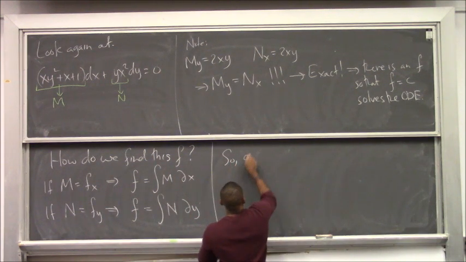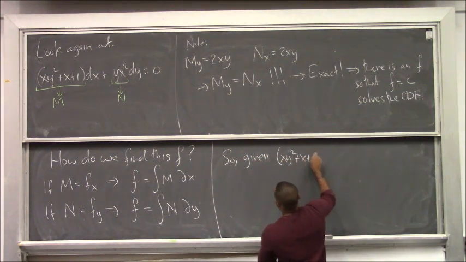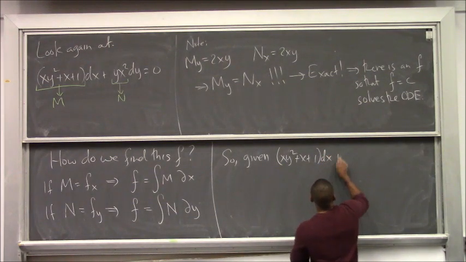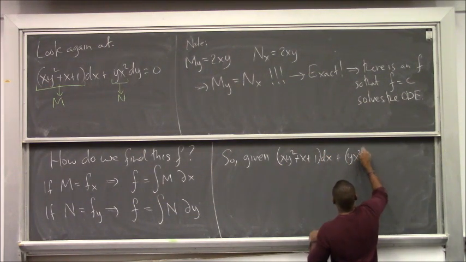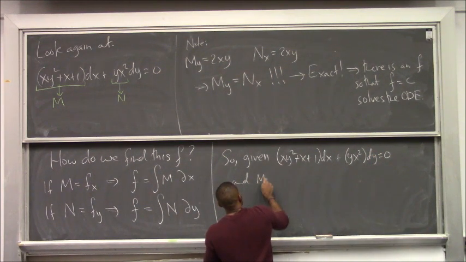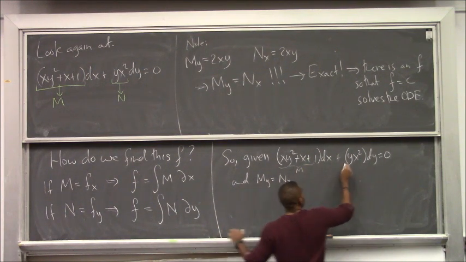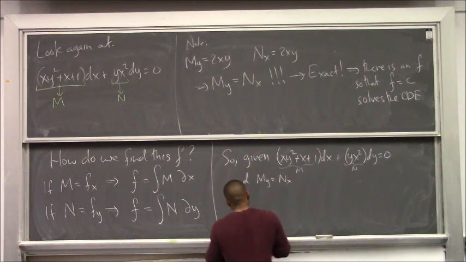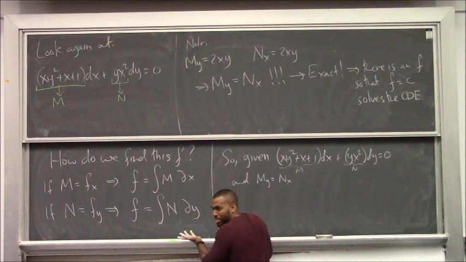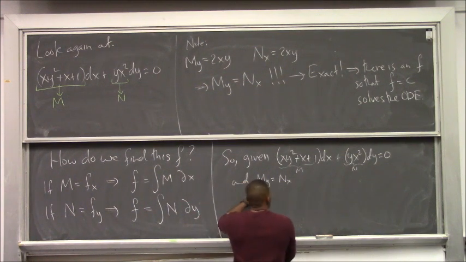Given that (xy squared plus x plus 1) dx plus yx squared dy equals 0, and partial M with respect to y equals partial N with respect to x, where these are your M and N respectively. In 392, it's exactly the same discussion, except they call these P and Q. Right, so from Green's theorem, where it's the dP/dy minus the dQ/dx, it's the same thing.